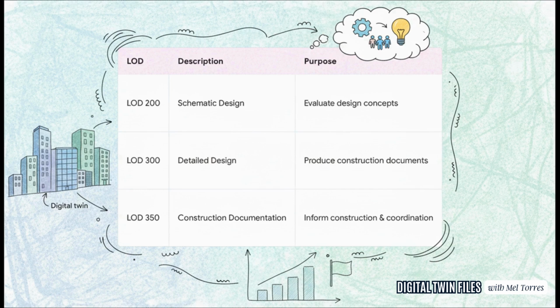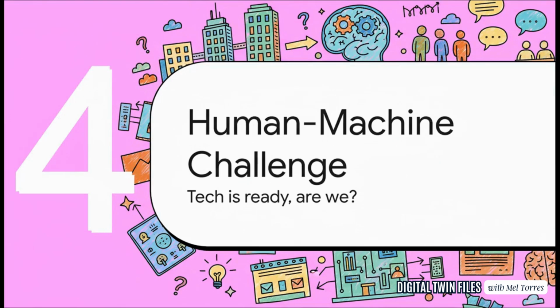All right, this next section, the human machine challenge, brings us to what is honestly the hardest part of this whole equation. And guess what? It's not the technology. The tech is pretty much ready. The real challenge is our organizations, because you can build the most perfect, elegant digital twin in the world, and it will be completely useless if people don't know how or don't want to use it. So, the technology is ready, but are our organizations?